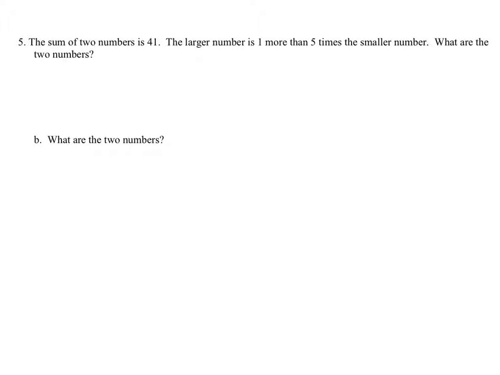But this one makes it a little bit more difficult because the larger number is 1 more than 5 times the smaller number. What are the two numbers? So, on these, I will make an equation. Let's identify first. We got a small number because we just got 2 numbers, right? And we got a big number or a large number. And when I add these, I get 41.